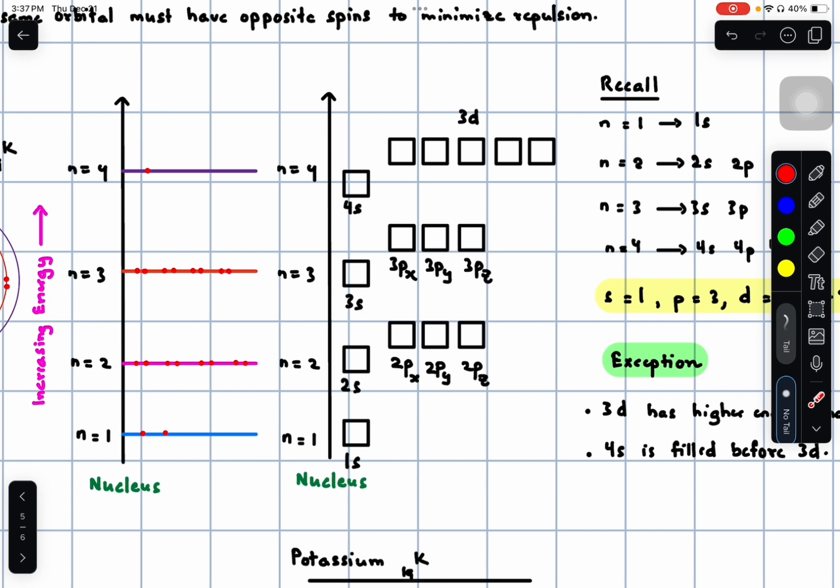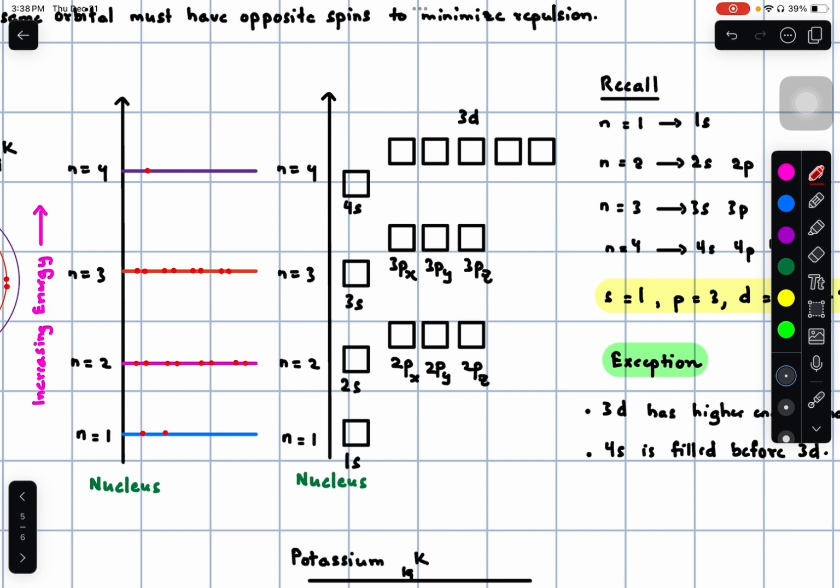One of the weird things that you're seeing here right now is 2px, 2py, and 2pz. Don't think too much about it until you have come across the shapes of subshells in a later video. But right now, just understand that a 2p subshell has 3 atomic orbitals, so it will be divided into 2px, 2py, and 2pz.